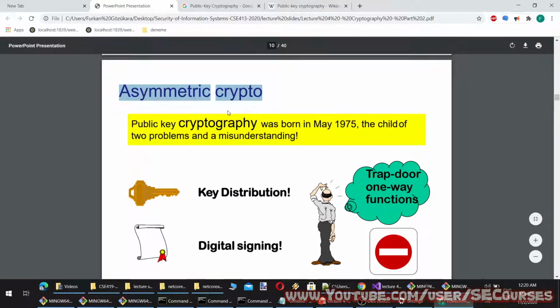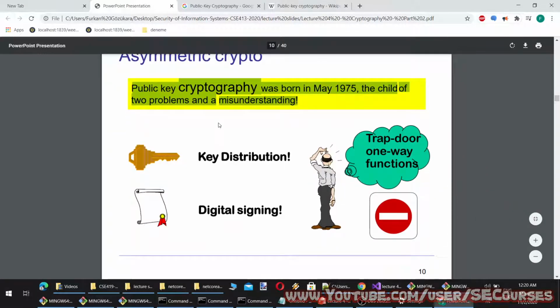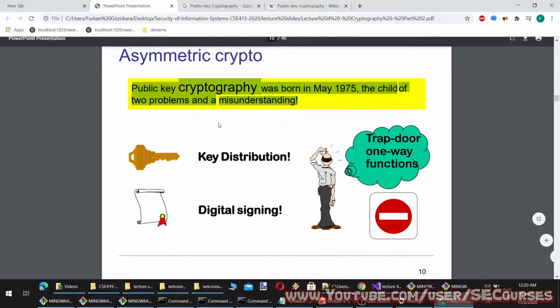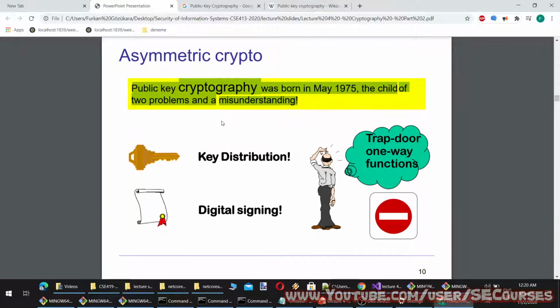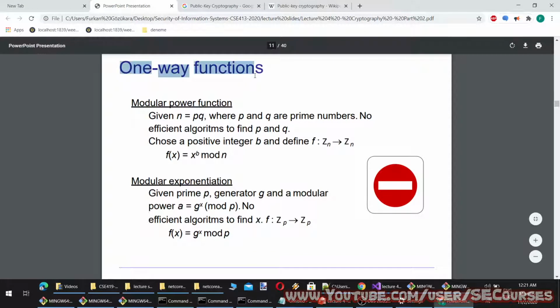So, asymmetric crypto. Public key cryptography was born in May 1975, the child of two problems and a misunderstanding. So there is key distribution and digital signing, and trapdoor one-way functions. So this is a big no. Okay, so what are the one-way functions?